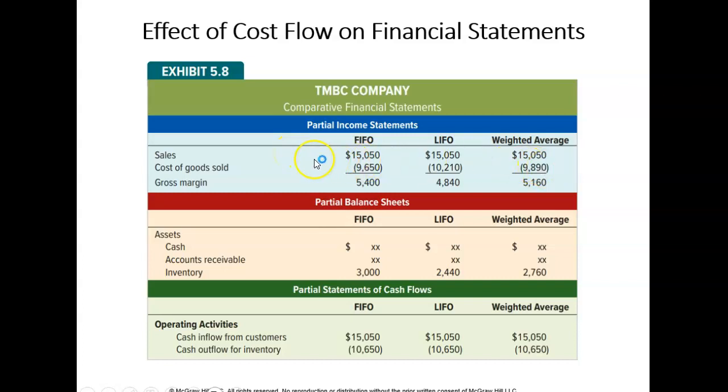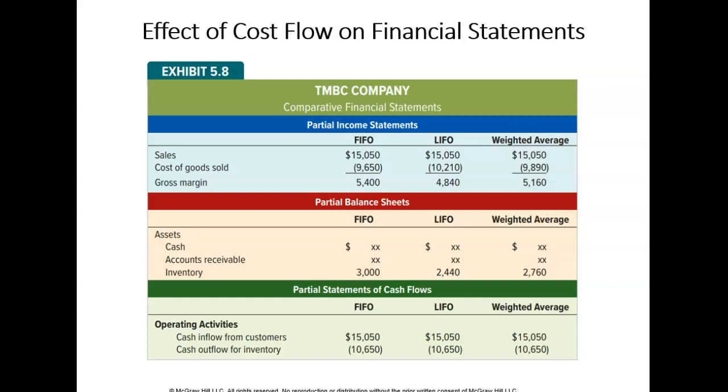Now, our sales stay the same under all three approaches, but your cost of goods sold is going to be different. Notice that under FIFO, it gives us a higher gross margin, LIFO a lower gross margin, and the weighted average will always be in between. So what we're saying here is that depending upon the company and what they're trying to do, if I'm trying to attract more investors, I'm going to choose FIFO because that shows me a higher gross margin.